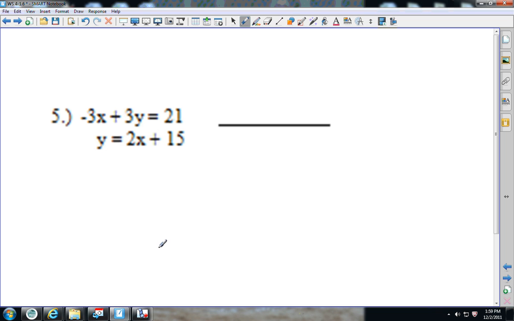Here's the next one. Is one of the two equations written in y equals or x equals form? Yes, I have one that's in y equals. So I'm going to take this and substitute it in here for y. I get negative 3x plus 3 times y. Now I'm going to leave a blank here. What I'm trying to show you is I'm going to rewrite the whole equation. See, this is where the y would go, but instead of y, I'm going to put the 2x plus 15. So put the 2x plus 15 in there.